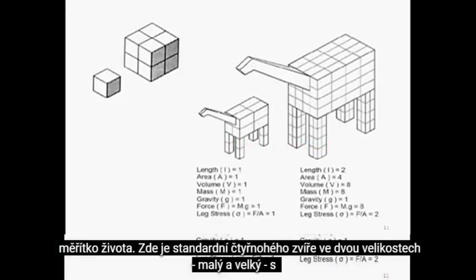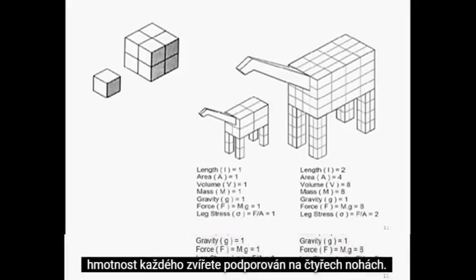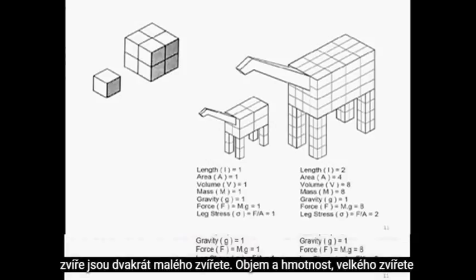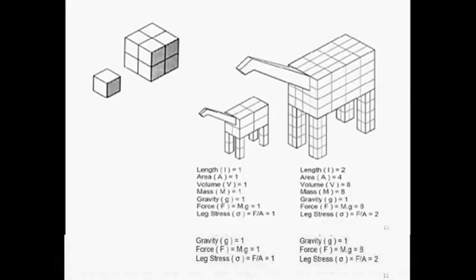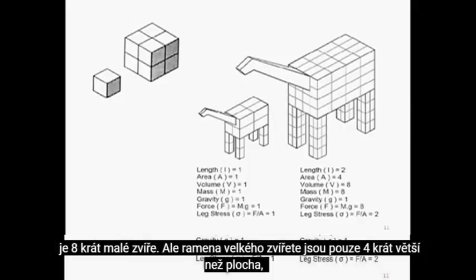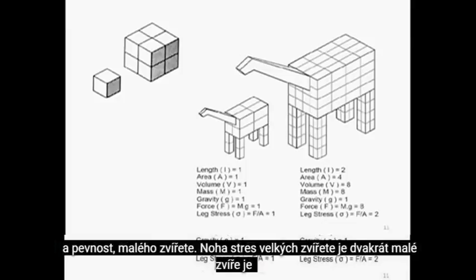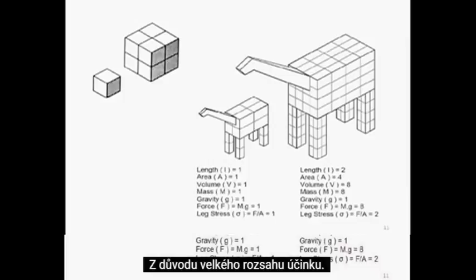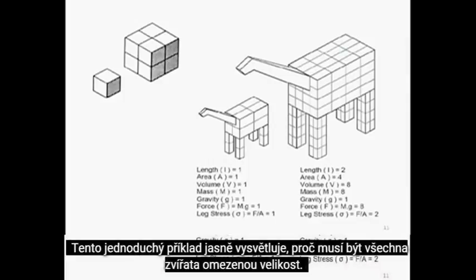Here is a standard 4-legged animal in 2 sizes, small and large, with the weight of each animal supported on its 4 legs. Just like the simple box, the linear dimensions, height, width and breadth, of the large-scale animal are twice those of the small animal. The volume and weight of the large animal is 8 times the small animal, but the legs of the large animal are only 4 times the area and strength of the small animal. The large animal's leg stress is twice the small animal's leg stress because the weight of the large animal has increased quicker than its strength due to the scale effect. This simple example clearly explains why all animals must be limited in size.